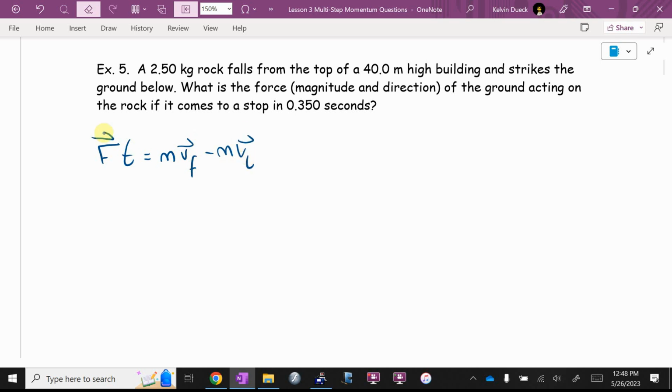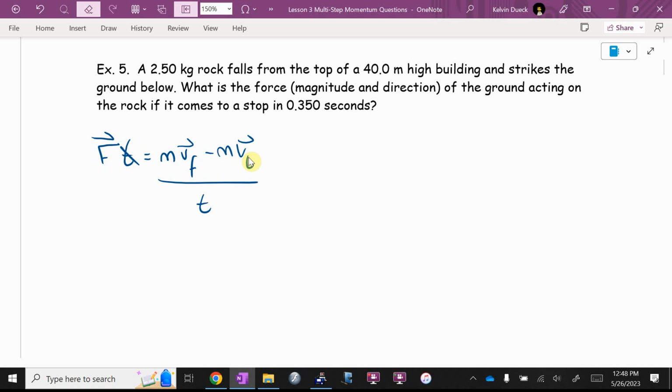And then I would say to myself, did they give me the mass? Did they give me the final velocity when it hits the ground? You're telling me when you hit the ground, VF is 0? Okay, comes to a stop. Then did they give me the initial velocity right when we hit the ground? Okay.